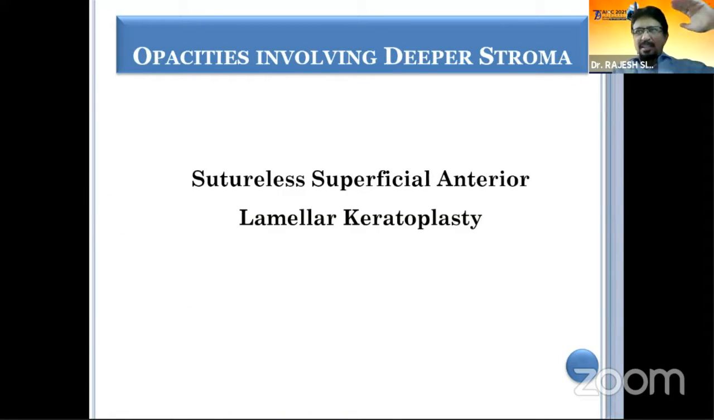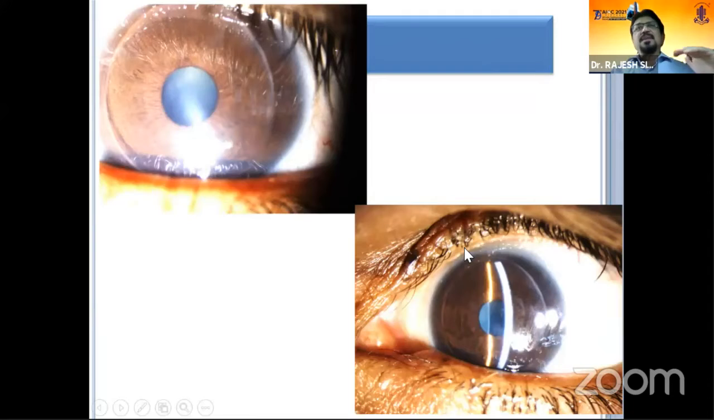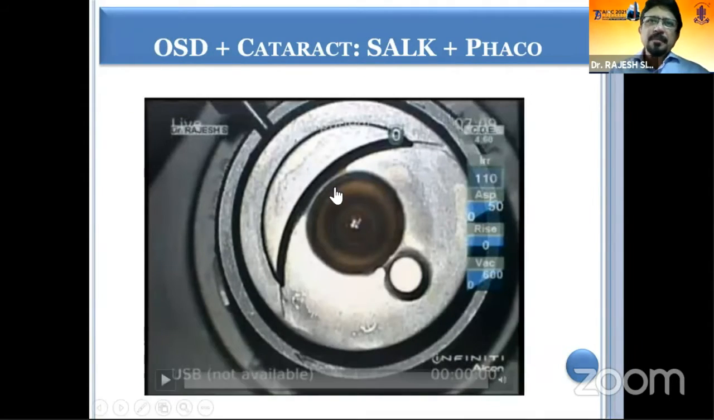Now, if the opacity, as I said, goes deeper, like up to 150 microns, then a sutureless superficial anterior laminar keratoplasty can be done. In a case of granular dystrophy, earlier what we used to do was either a laminar keratoplasty with sutures or a PTK to improve the clarity in the central part of the cornea. But now, sutureless anterior laminar keratoplasty is a very good option which can clear up the opacity, and the cornea can become very clean.